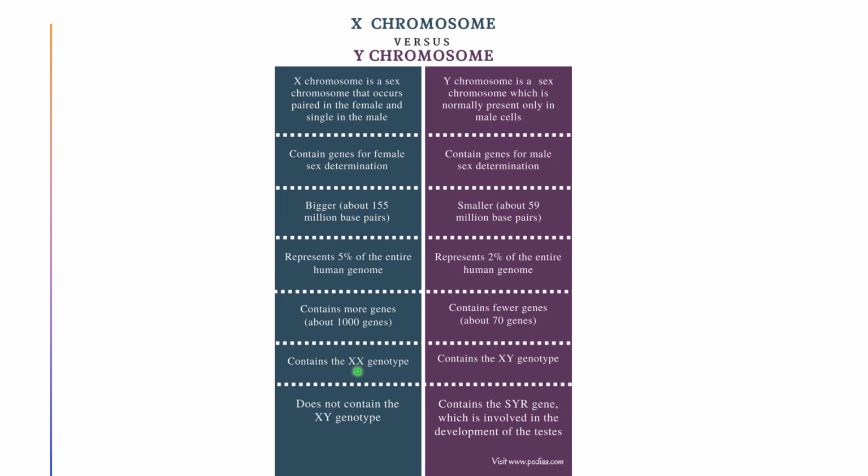Next, I'm talking about genotype. Genotype is different, phenotype is different. Genotype means genetic constitution. Phenotype means the physical external appearance of a particular individual, which I have studied in the Mendelian lecture. Now, the X chromosome will carry the XX genotype and the Y chromosome will carry the XY genotype. Next, the Y chromosome contains the SRY gene. I told you it's a sex determining region, which is involved in development of the testes, and it is present on the Y chromosome. That's all for today's lecture.